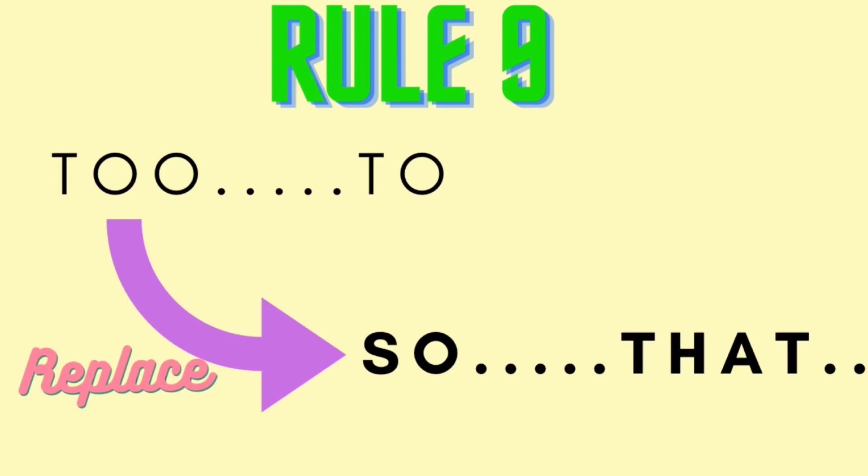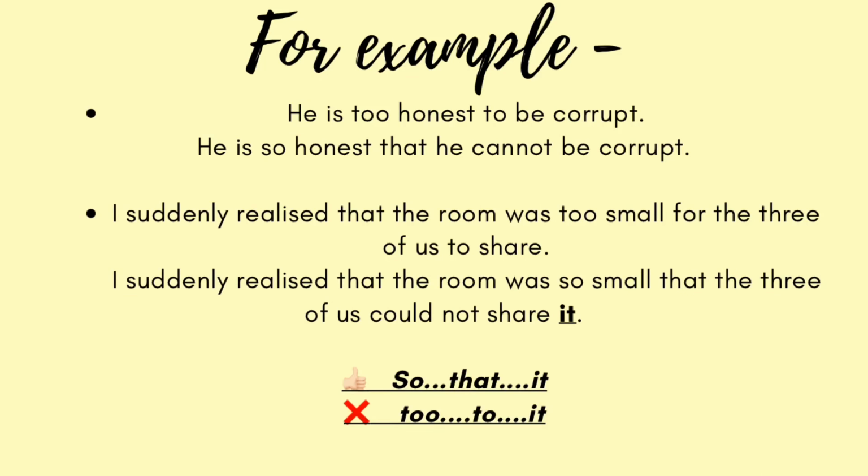Our rule 9 is when you remove to sentence and replace it with so that sentence, you introduce a negative. Let's see the example. Our first sentence is he is too honest to be corrupt. The answer is he is so honest that he cannot be corrupt. In this so sentence, we introduced a negative that is cannot.